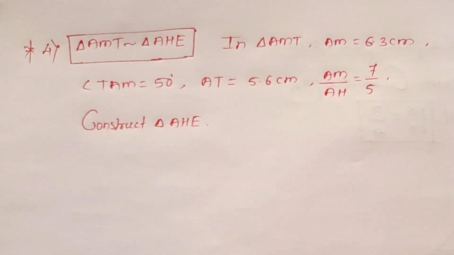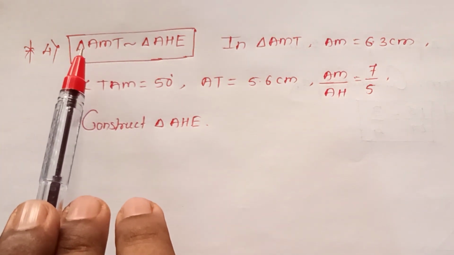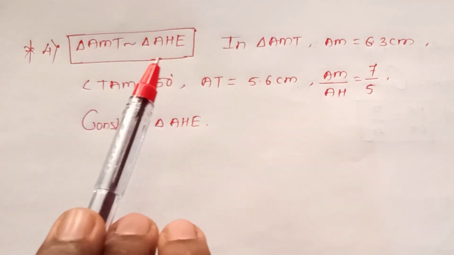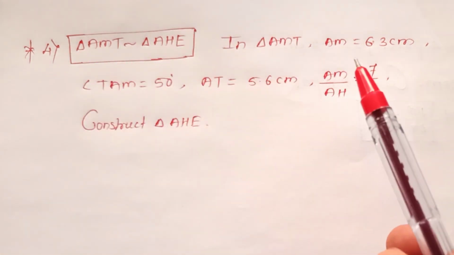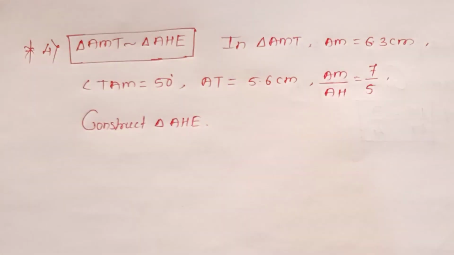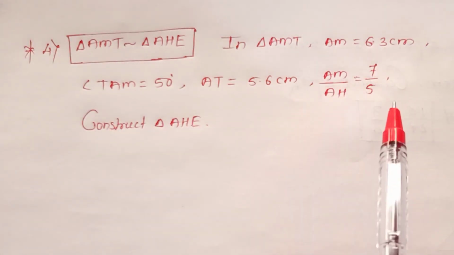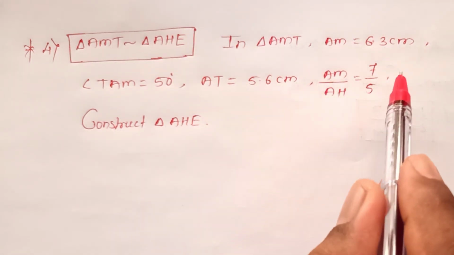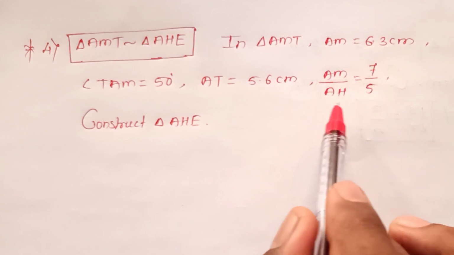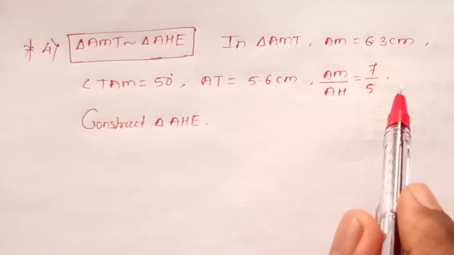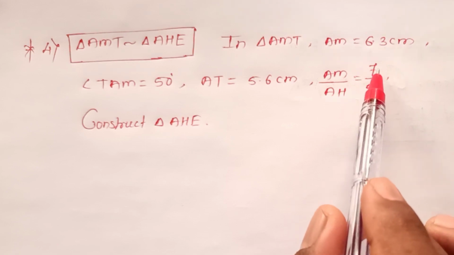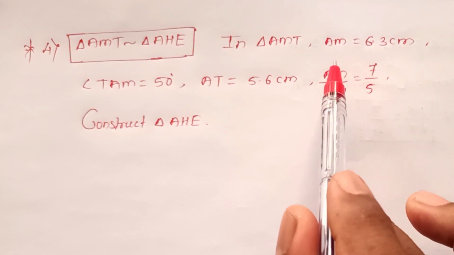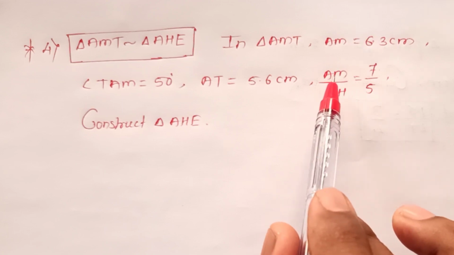This is question number 4 from practice set 4.1. Again, two similar triangles are given. But look at this, this vertex A is common between these two triangles. Now if any vertex is common, then we need not solve anything. Second thing is we have to find out the measures of which triangle are given, and this ratio will help us. This AM upon AH is equal to 7 upon 5.